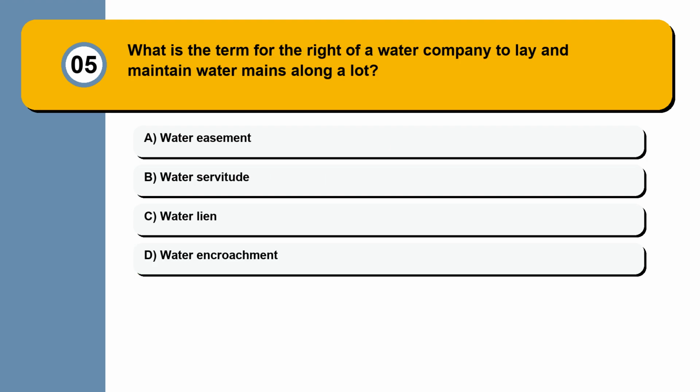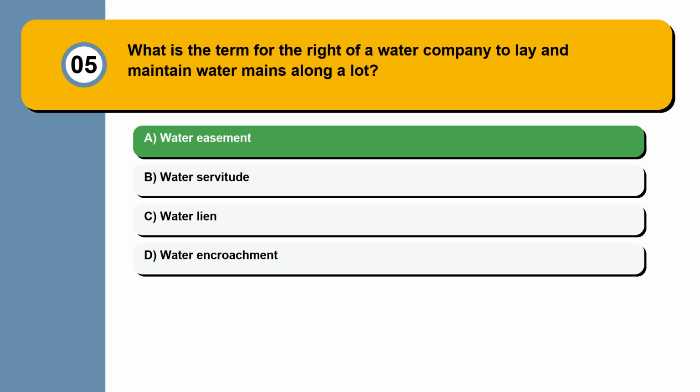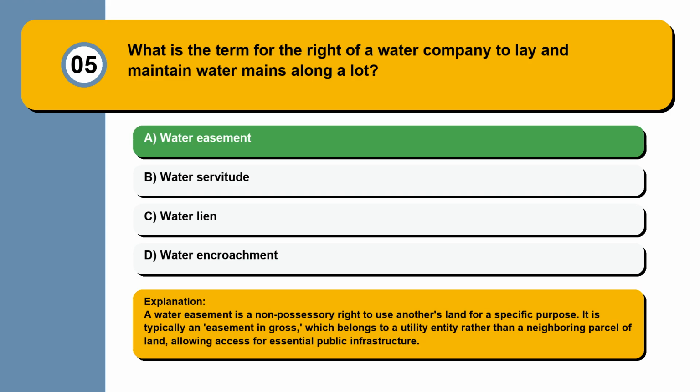Question 5. What is the term for the right of a water company to lay and maintain water mains along a lot? Water easement, water servitude, water lien, water encroachment. A water easement is a non-possessory right to use another's land for a specific purpose. It is typically an easement in gross, which belongs to a utility entity rather than a neighboring parcel of land, allowing access for essential public infrastructure.